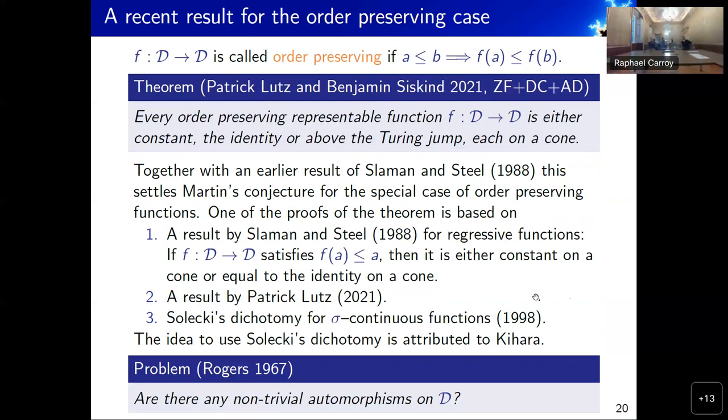But the non-order preserving functions are apparently the non-interesting ones. Yeah, you could say that I agree that in a certain sense that is a solution in some sense, but the original conjecture is not just for order preserving functions. In that sense, it's not fully solved.